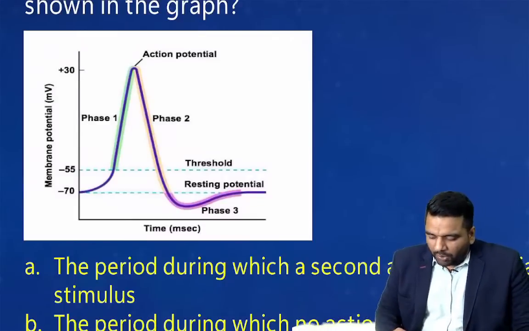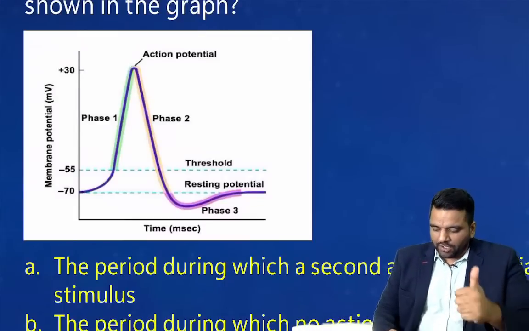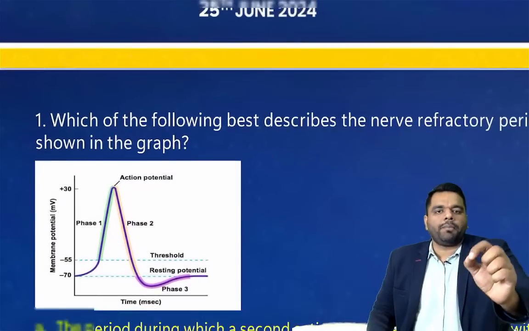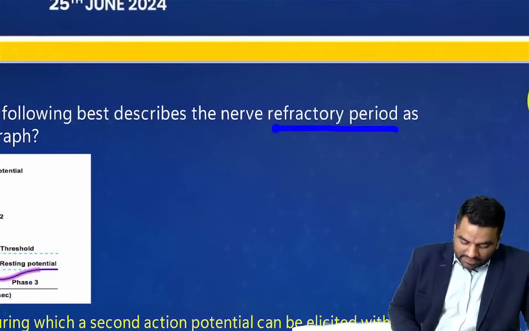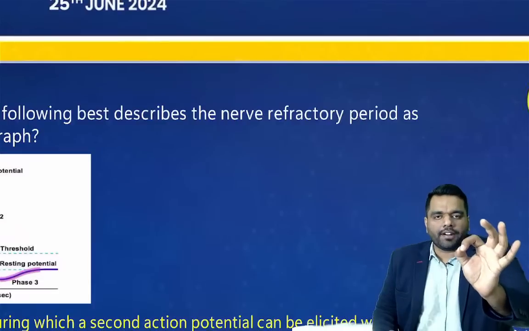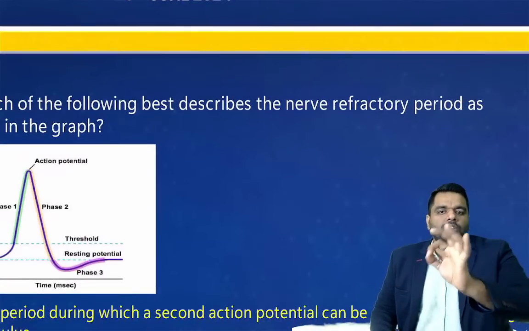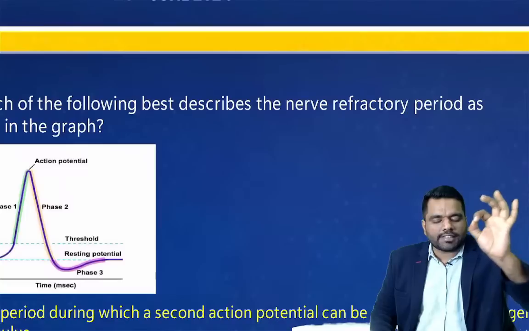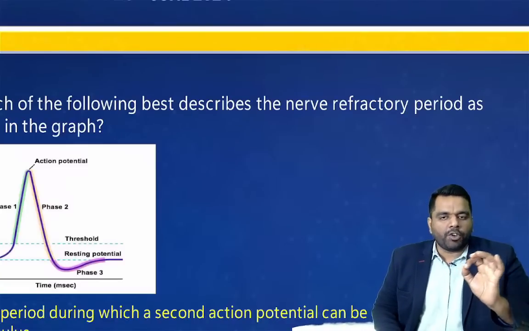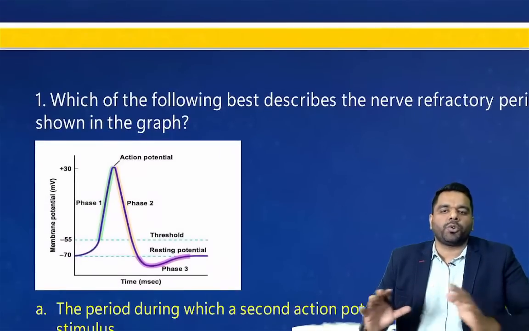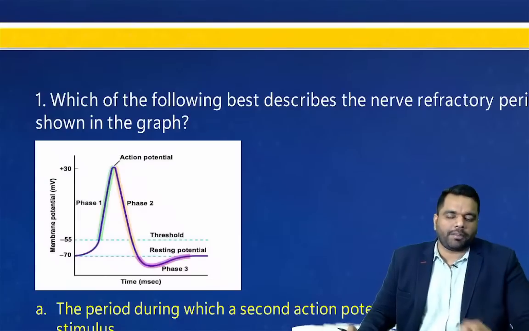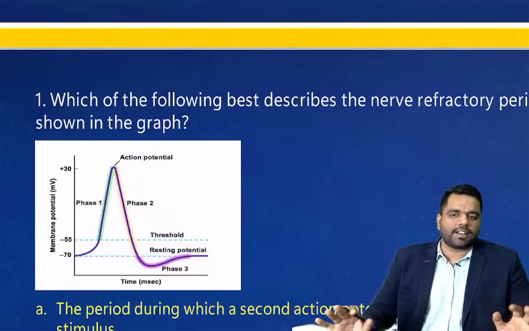Now, talking about the refractory period, right? Remember the refractory period. The question is asking about the refractory period. So refractory period means the period when one stimulus is already going on in the cell or the nerve fiber, and if you give a second stimulus to this cell, it won't show any response. This was the definition of the refractory period, which we have discussed in the class many times, right?